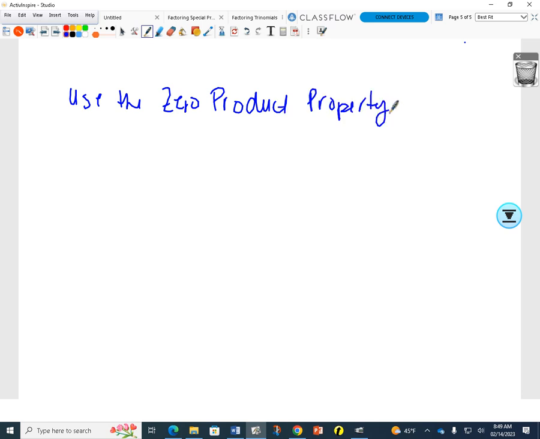Quadratic equations can be solved by using the zero product property. So that's what we're putting in our notes: use the zero product property, which really just says that anything multiplied by 0 gives you a product of 0, right? So 0 times 100 is 0. 0 times negative a million is 0. 0 times x is 0.